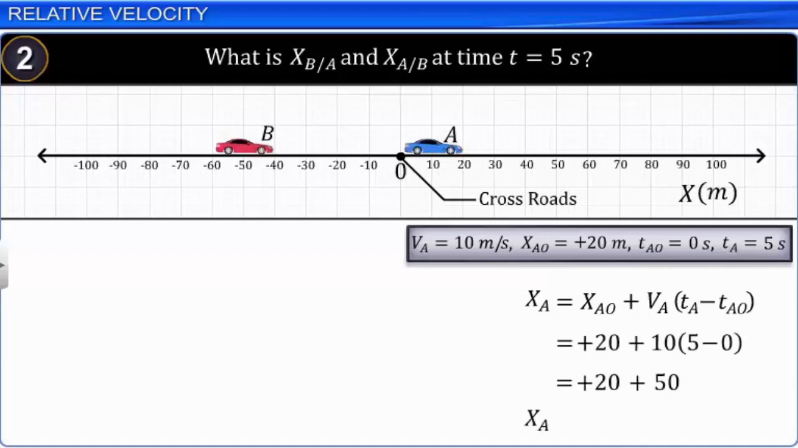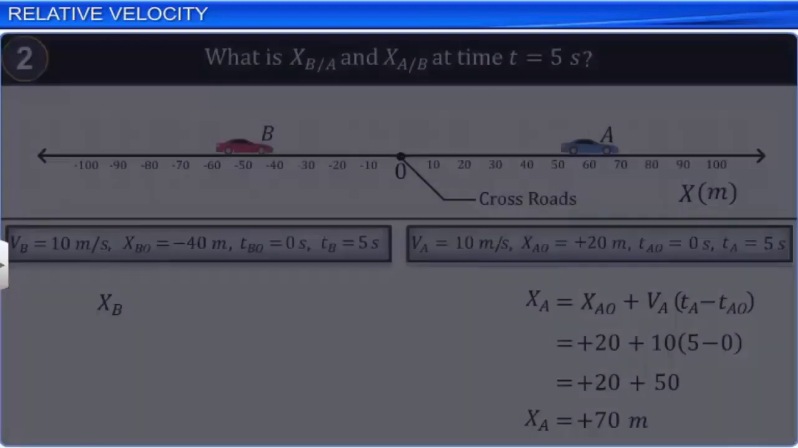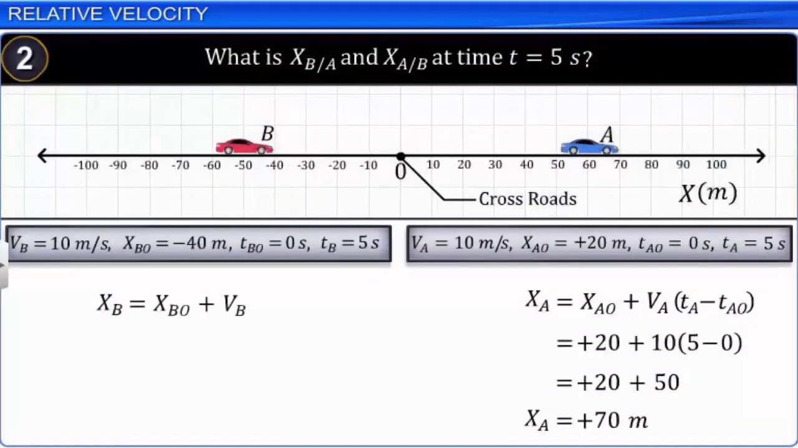Calculating for XB, here VB is equal to 10 meters per second. XBO is equal to minus 40 meter. TBO is 0 second and TB is equal to 5 second. XB is equal to XBO plus VB into (TB minus TBO). On substituting and simplifying, we get XB equal to plus 10 meter.